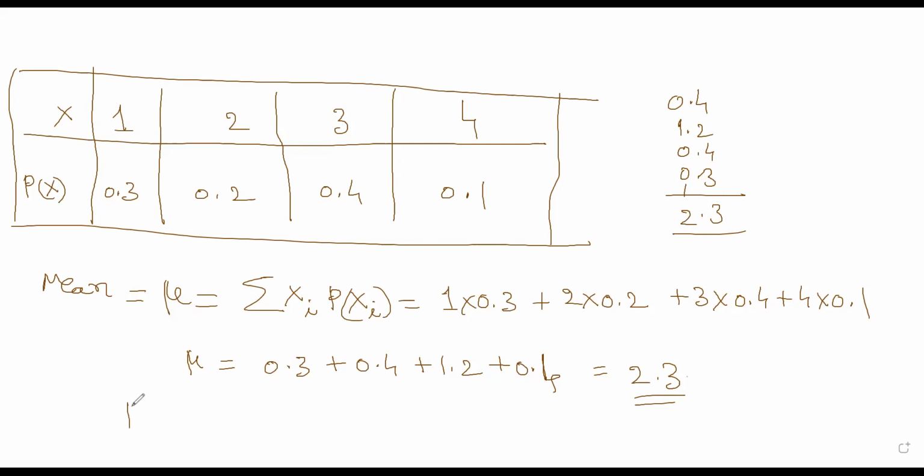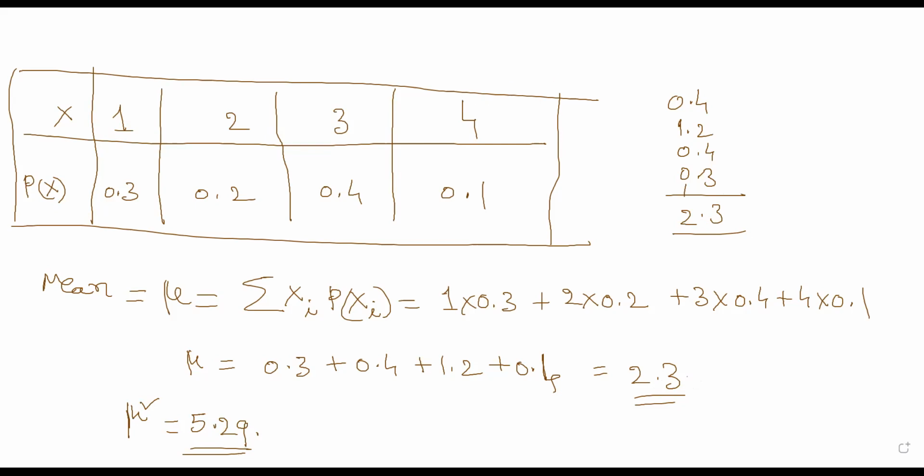Now what is mu square? 2.3 square, that is 23 square is 529, so it is 5.29. Okay, clear? Mu square value, you find it and keep it first.